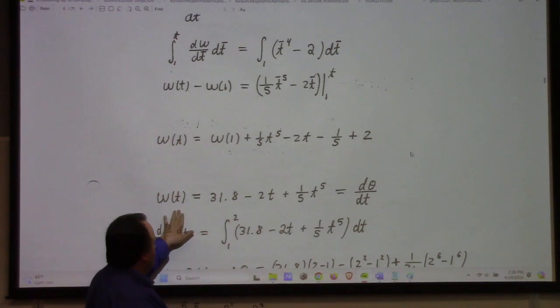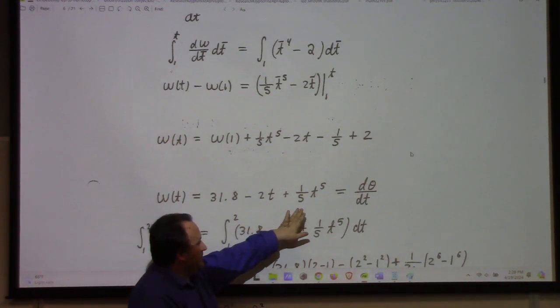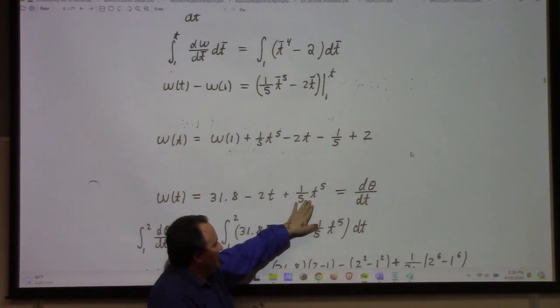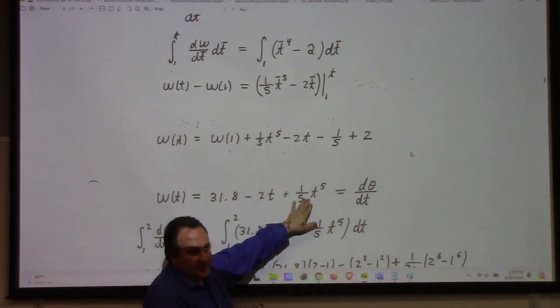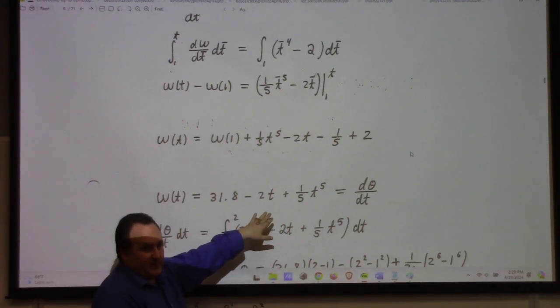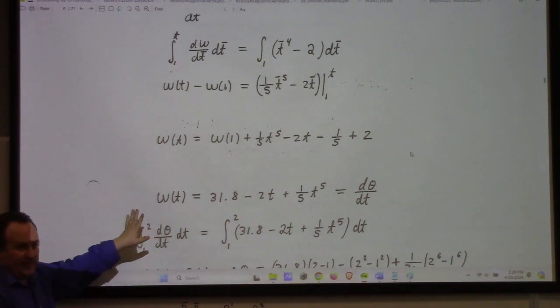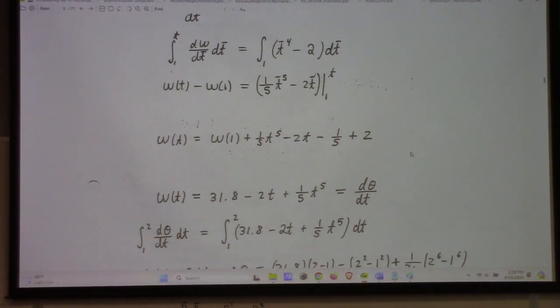And you can check this, right? If I plug in t equals 1, what happens? I get 31.8 minus 2 plus what's 1/5? 0.2, right? So minus 2 plus 0.2 is minus 1.8. So 31.8 minus 1.8 is 30. It checks, right? Omega of 1 is 30, as it's supposed to be.